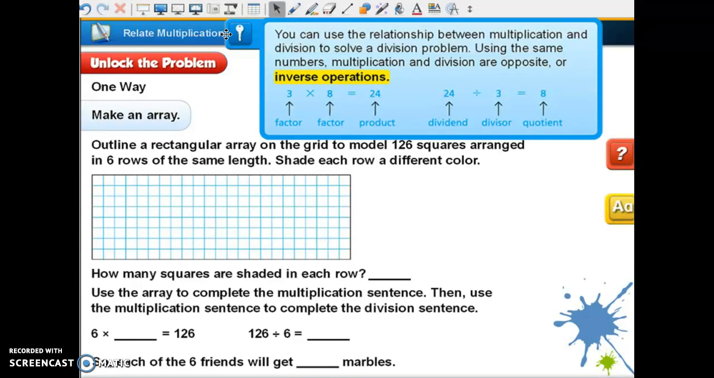So if you have the factors of 3 and 8, they give you a product of 24. If you have a dividend of 24 and you divide it by one of those factors, or your divisor is one of those factors, then the other factor is going to be your quotient.